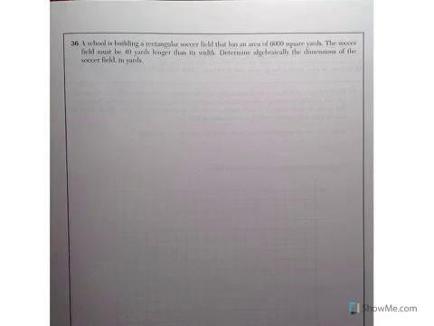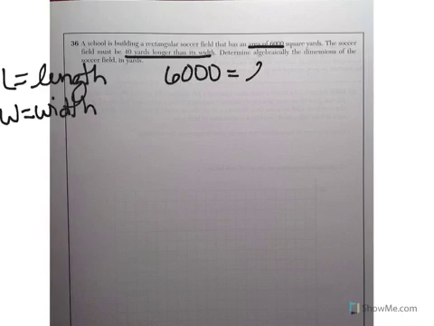Number 36. A school is building a rectangular soccer field that has an area of 6,000 square yards. Underline that. The soccer field must be 40 yards longer than its width. Determine algebraically the dimensions of the soccer field in yards. Okay, well we know that L is going to represent our length, and we want W to represent our width. So our area, 6,000, is equal to our length times our width, because area always equals length times width when you're talking about a rectangle.